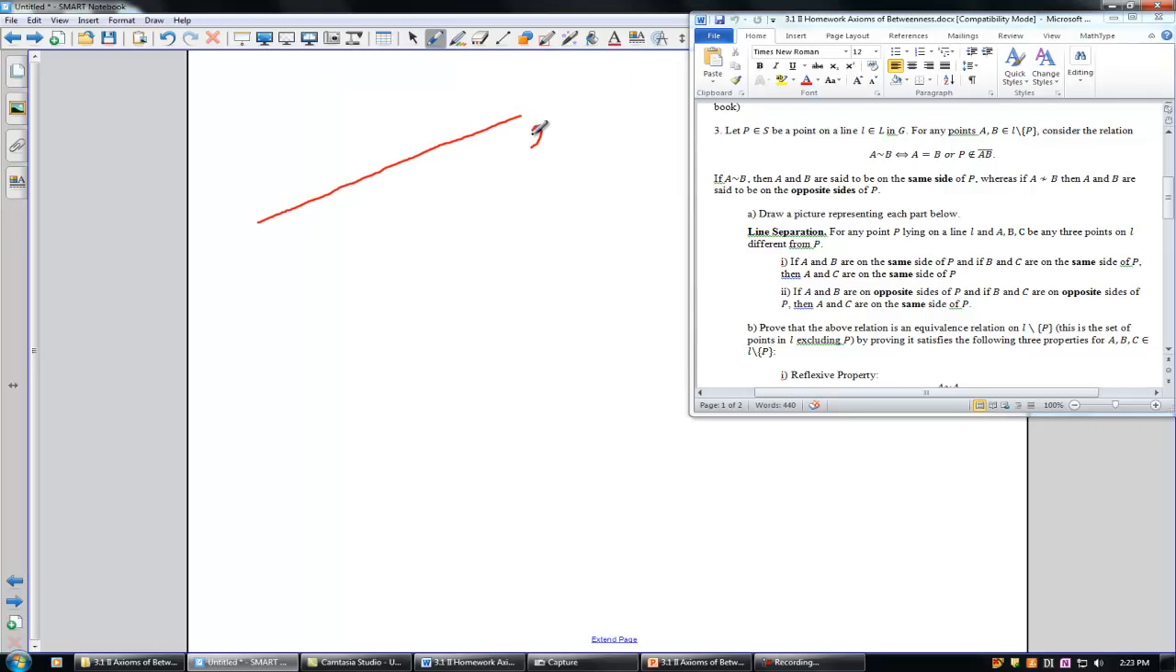So we have this L, and we take a point P on it. And then we're going to take two other points, A and B, which are different from P. So you have A and you have B. And we're going to say A is related to B if and only if A is equal to B, or the line segment AB does not contain P. This is what we mean by A and B being on the same side of P.